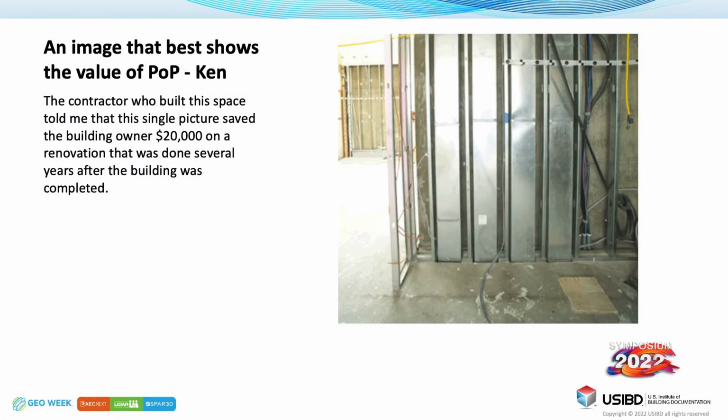Okay, moving on to the next question, which is one image or series of images that show the value of pictures on plans. This was a project that we did a number of years ago. On the back side of this wall was an art gallery that was Venetian plaster. If you've got Venetian plaster, you don't just patch it. You've got to redo the whole wall.